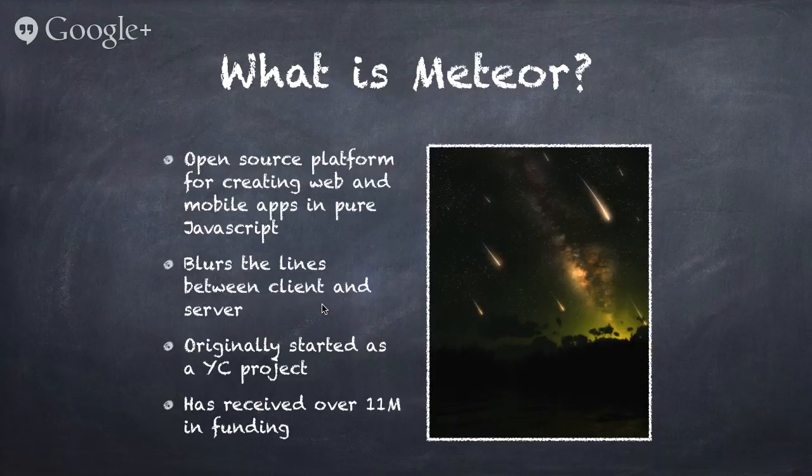So what is Meteor? It's an open source platform for creating web and mobile apps in pure JavaScript. So that's front end and back end. It blurs lines between client and server, and originally started as a YC project, which I didn't know until I started digging into it a little bit more, and has received over $11 million in funding, which is pretty awesome. They're pretty dedicated, I think it's called the Meteor Foundation or something like that. But they actually have a full corporation that is funding it and pushing development forward, which is pretty awesome.